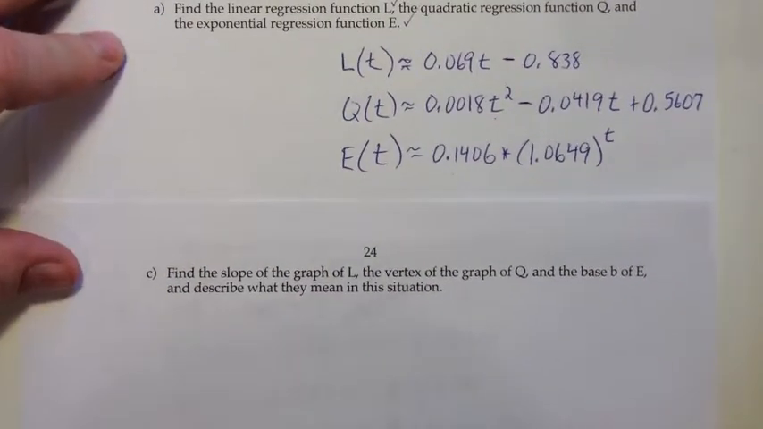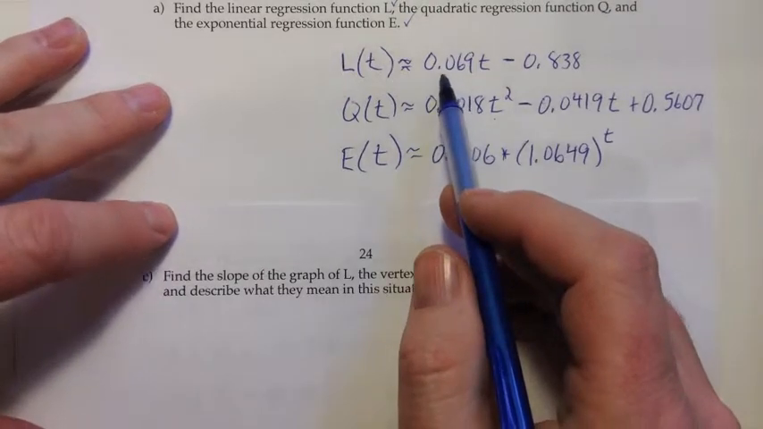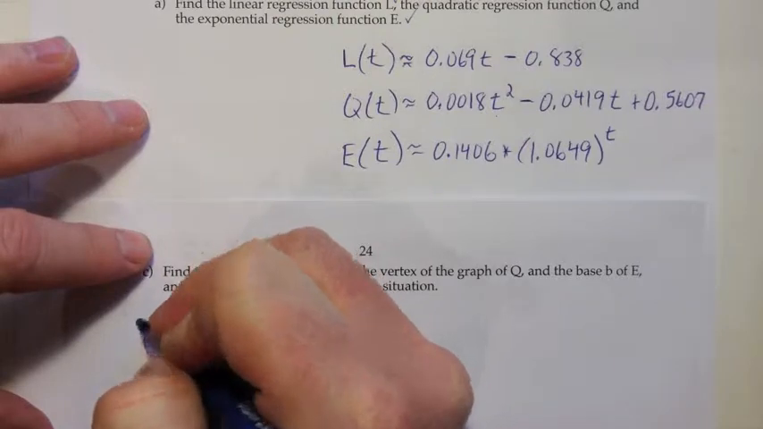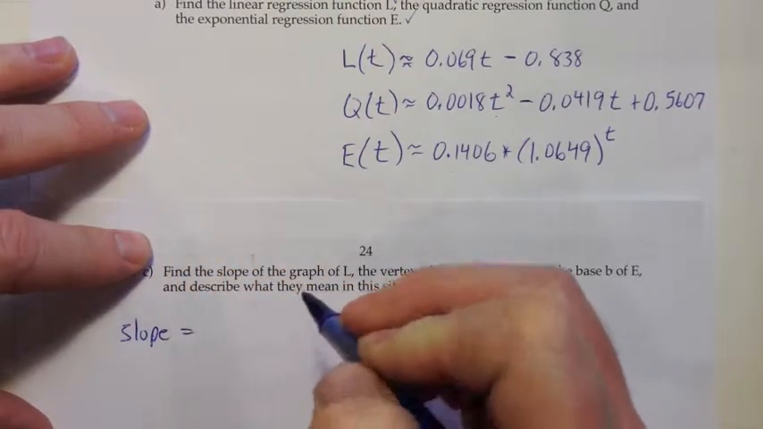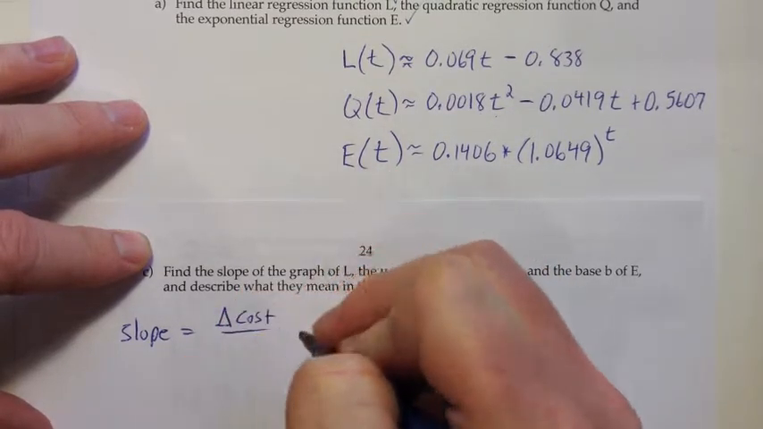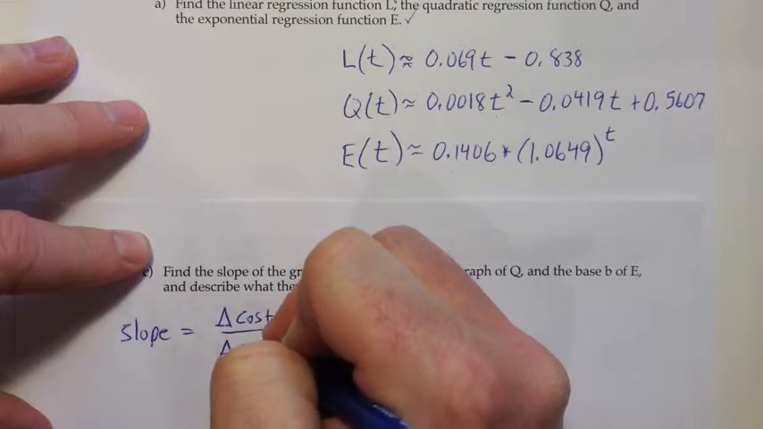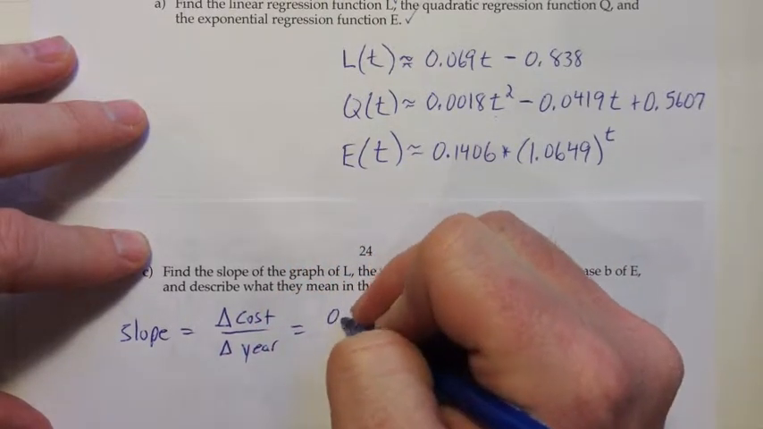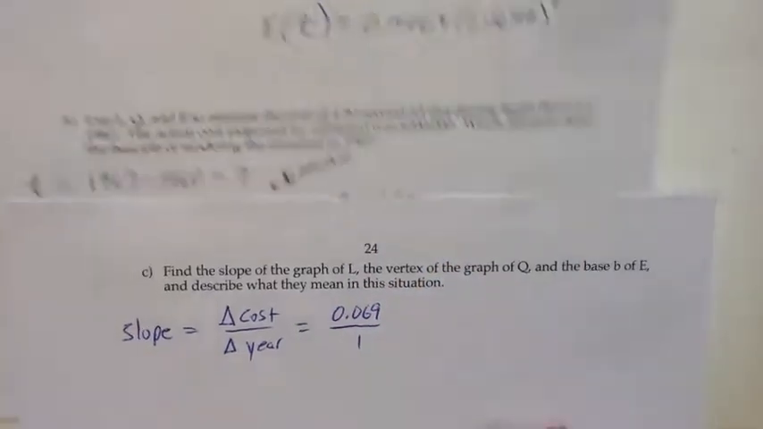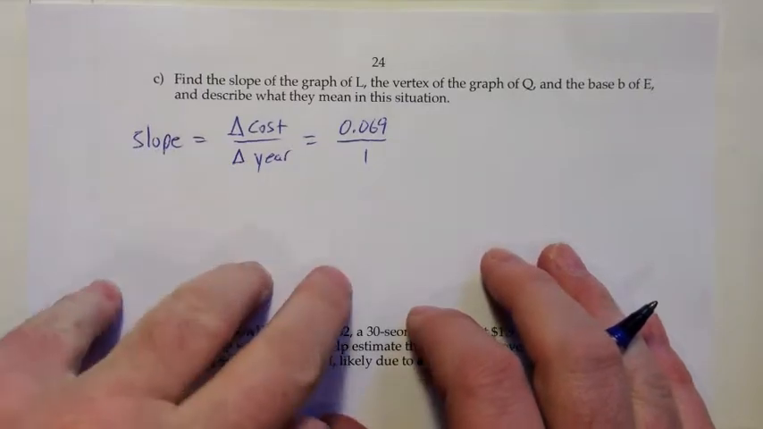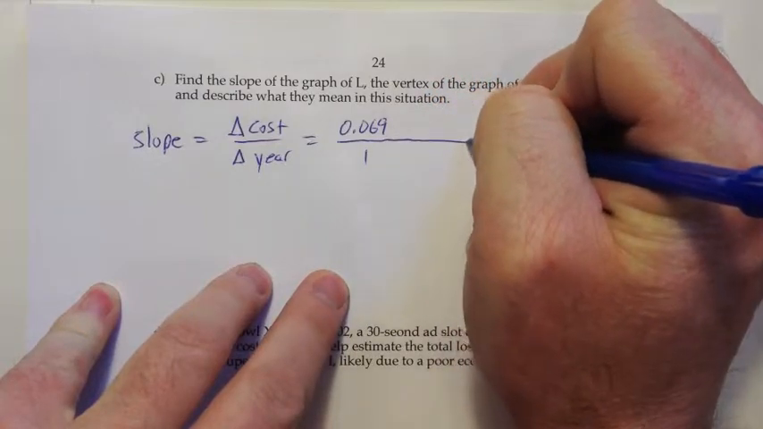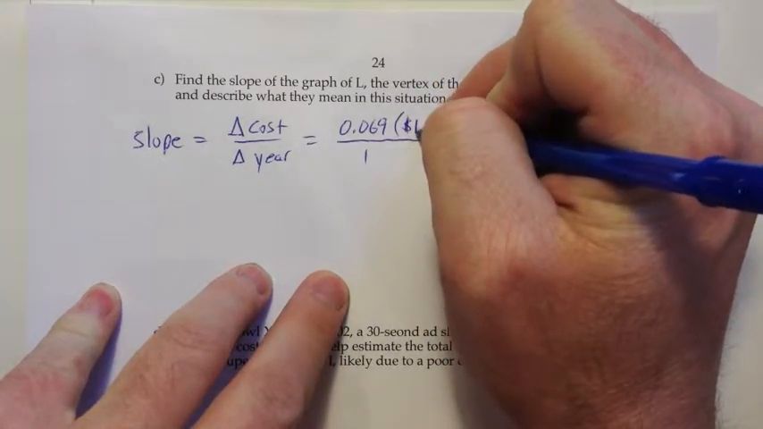Alright, so for the slope of L, if I pull the equations in that we did on the previous page, for L we had a slope of 0.069t, and I would argue that the slope would be change in output, which was cost, divided by change in input, which was year. And then we had 0.069 for our slope, so I'll put that over 1. And then I'm going to start thinking about what that means. So the cost was in millions of dollars, so that's 0.069 times $1 million.